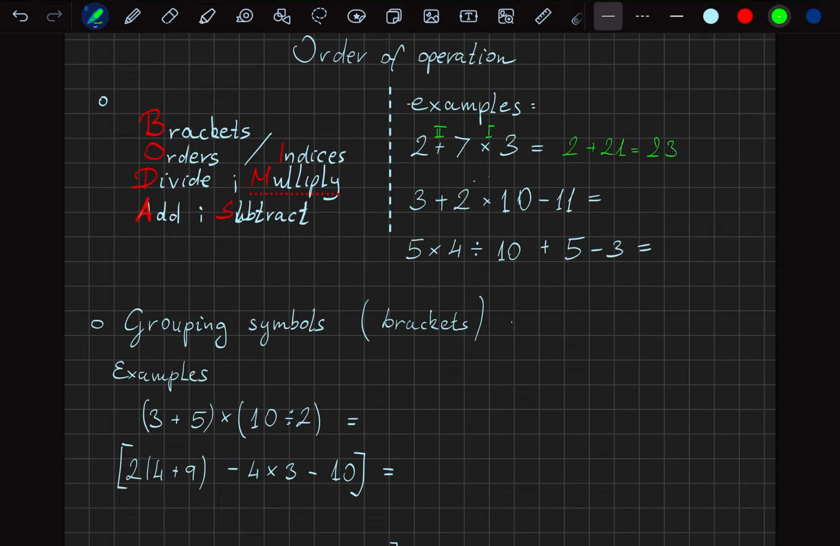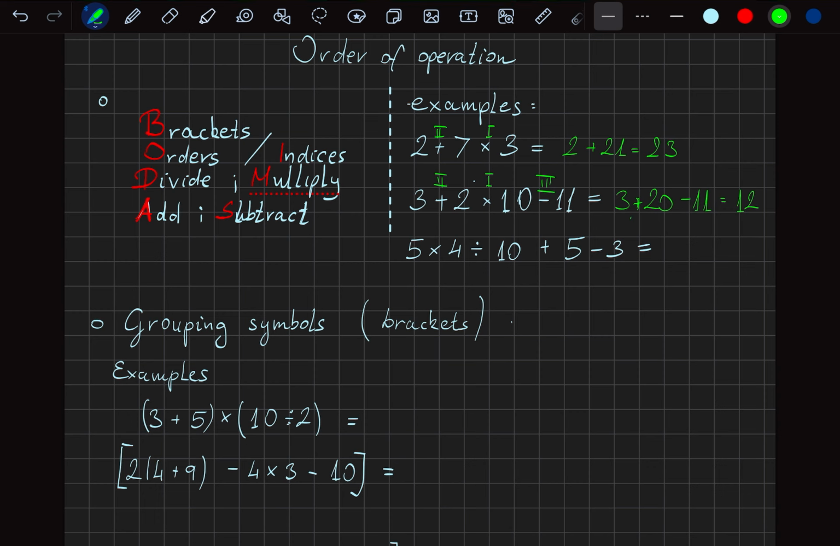Next one. First the multiplication, and from here we have addition and subtraction. They are on the same level here, so we will solve from left to right. So this will be the second one, and this will be the third one. Okay. So 3 plus 2 times 10, it's 20, minus 11. So it's 23 minus 11, it's 12.